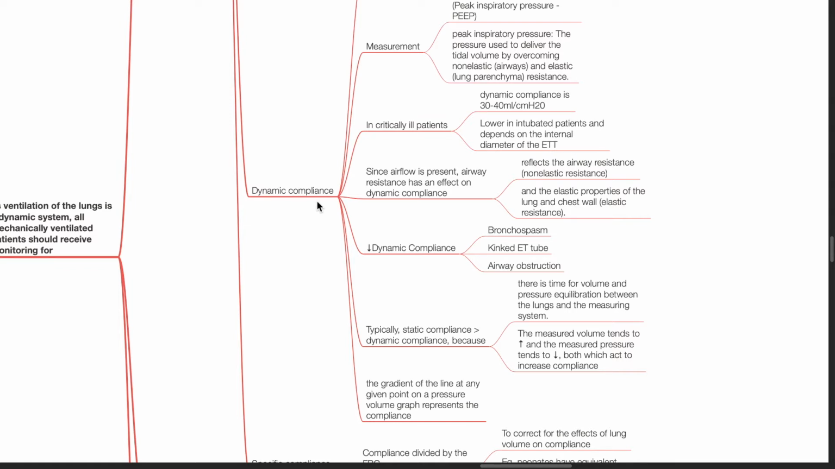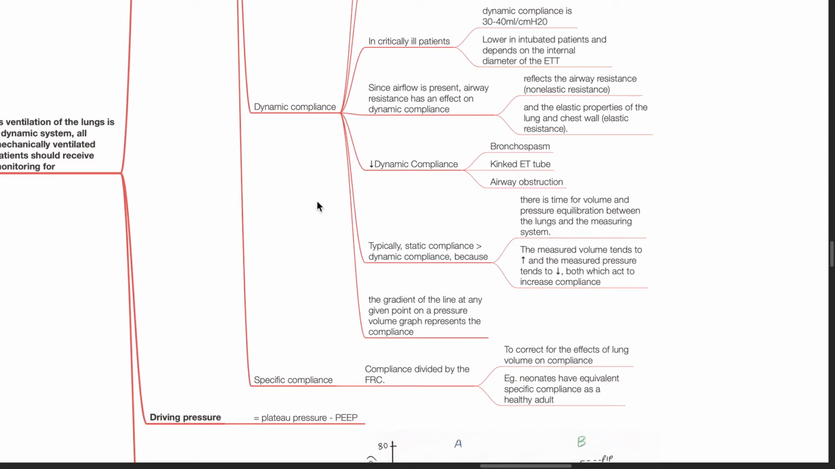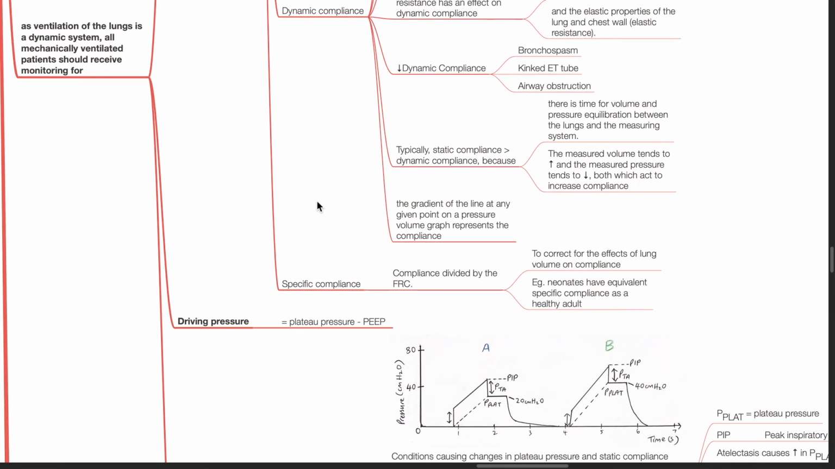Typically, static compliance is larger than dynamic compliance because there is time for volume and pressure equilibration between the lungs and the measuring system. The measured volume tends to increase and the measured pressure tends to decrease, both of which act to increase compliance. The gradient of the line at any given point on a pressure volume graph represents the compliance.